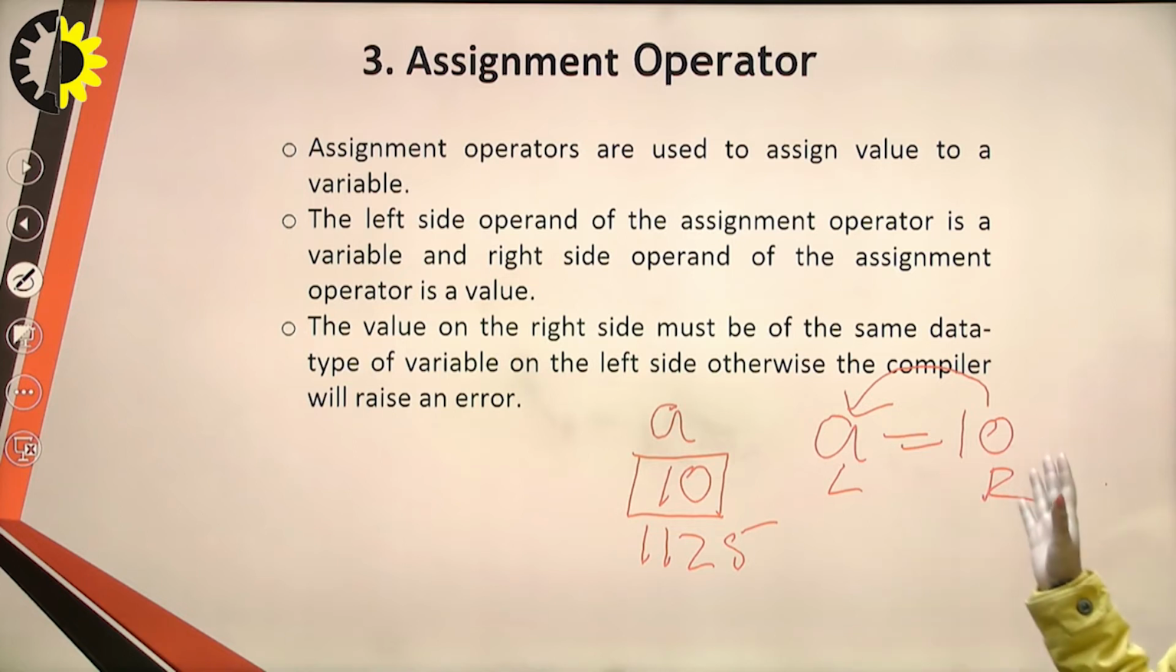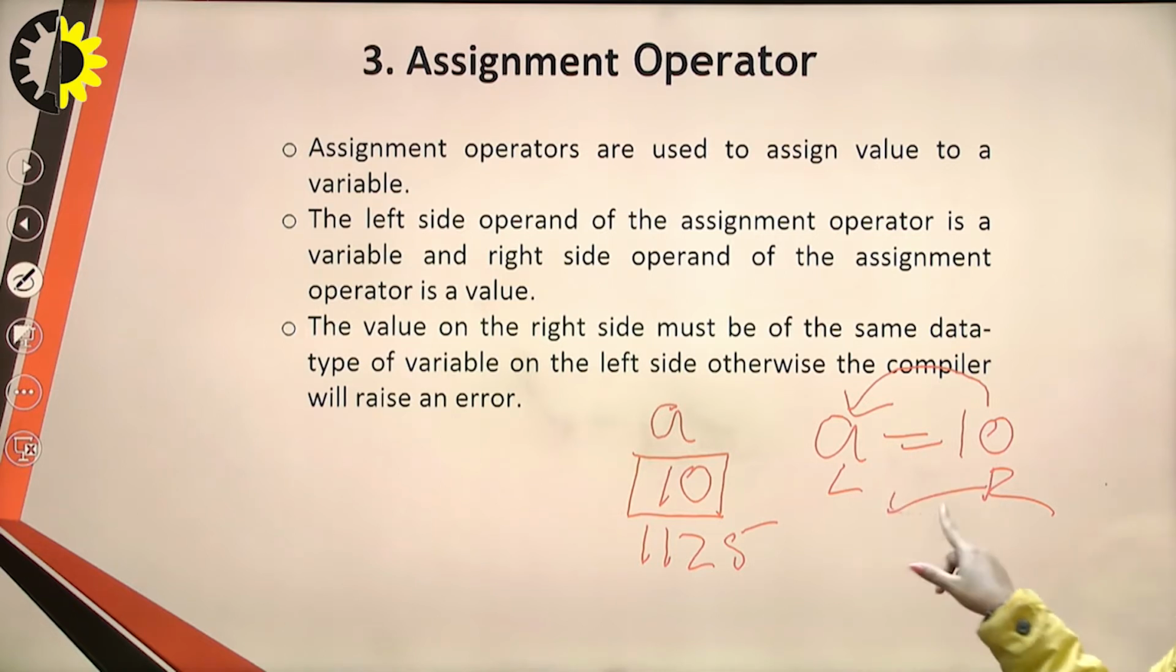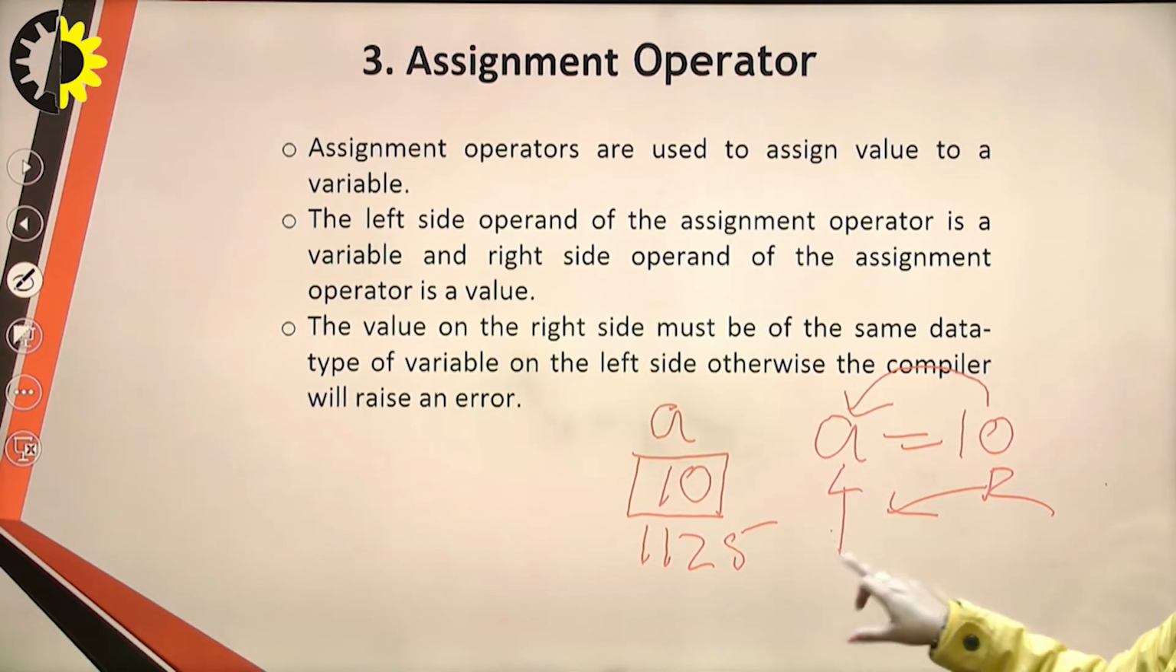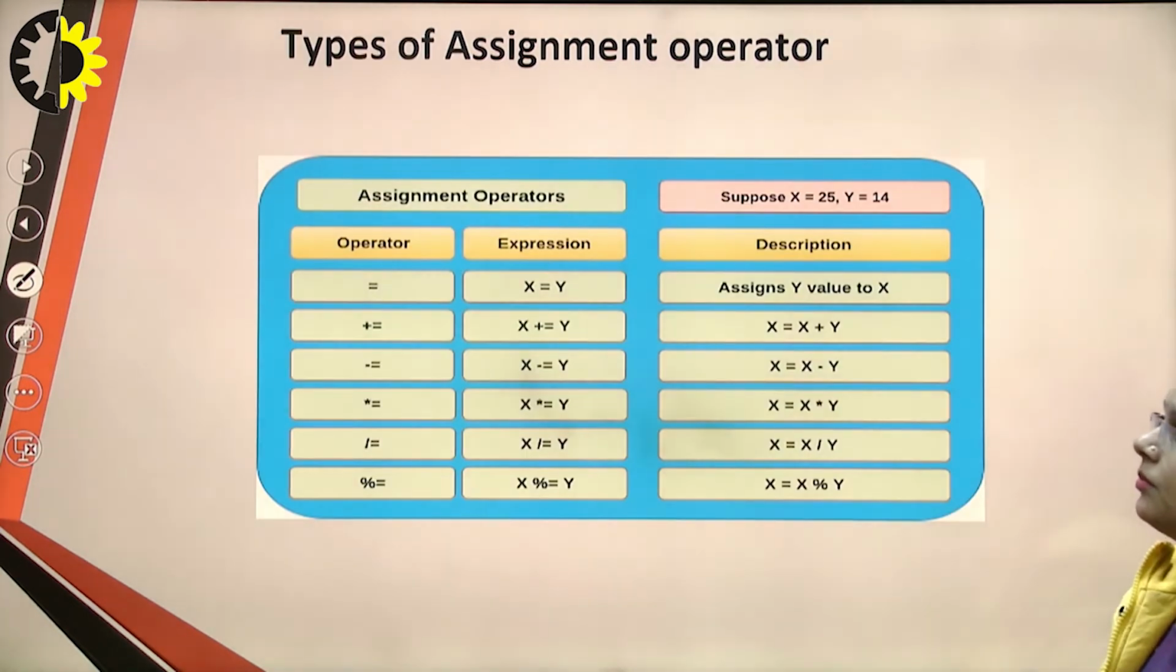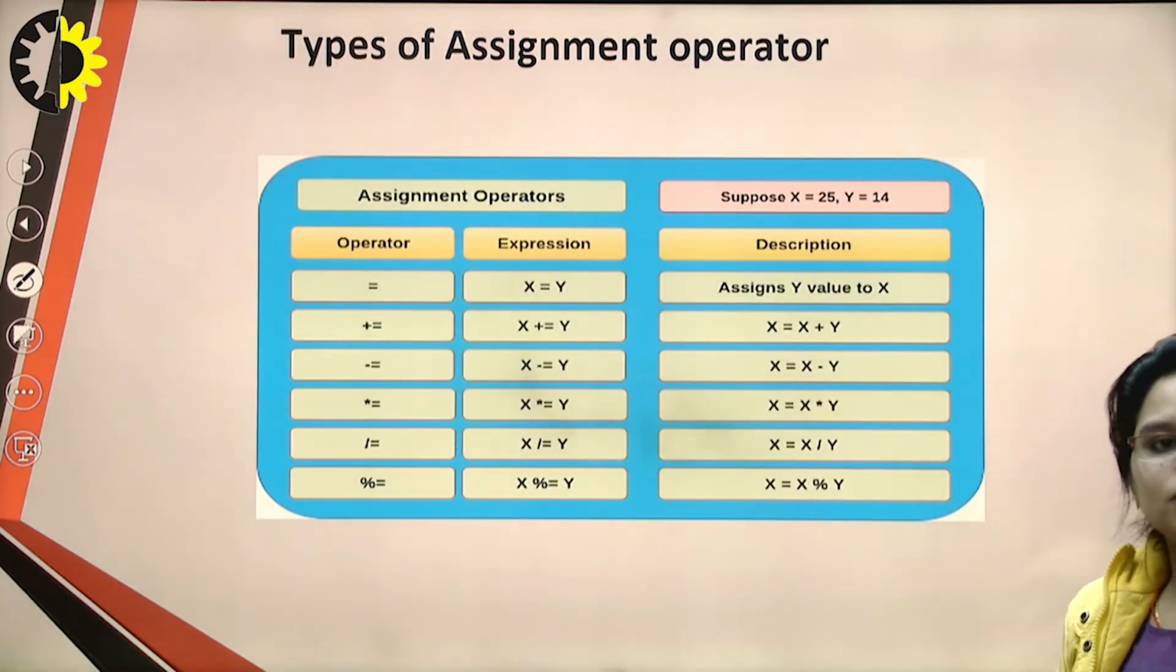The value on the right side must be of the same data type as the variable on the left side, otherwise the compiler will raise an error, and the error would be a typecasting error. So if we are going to assign an integer value to A and we have mentioned a 0.5 value, a floating point value, there would be an error. So these are the types of assignment operators.